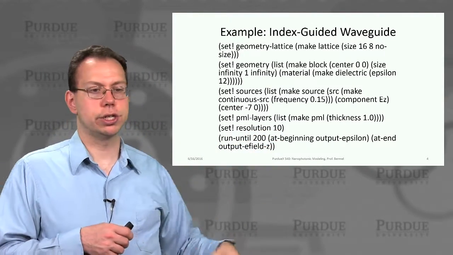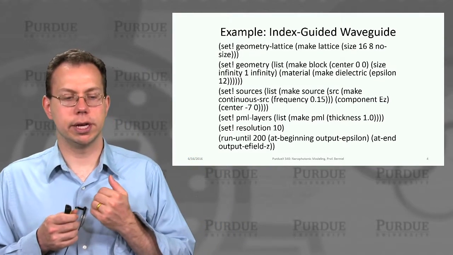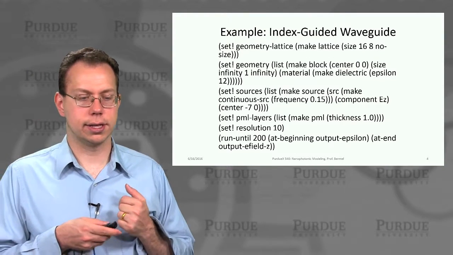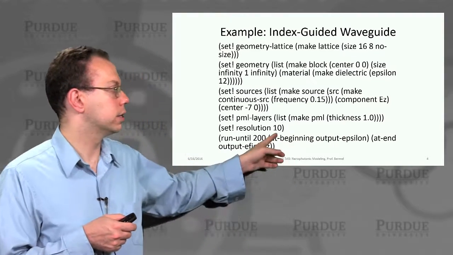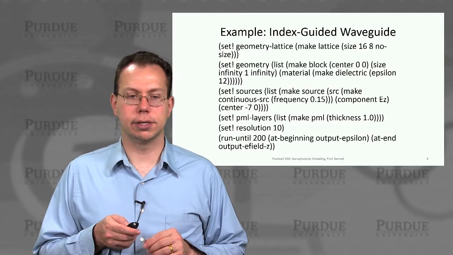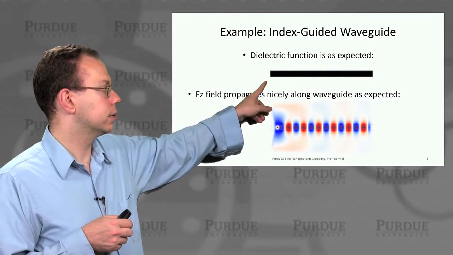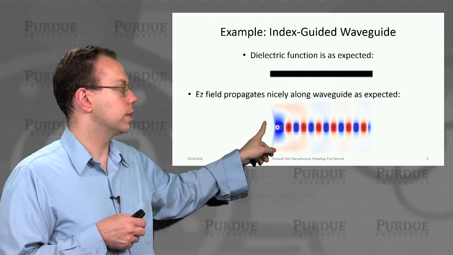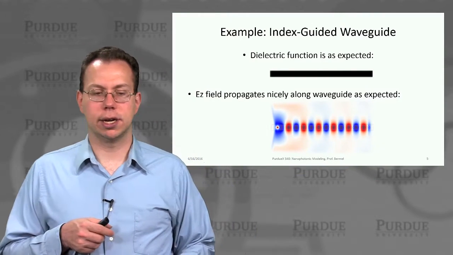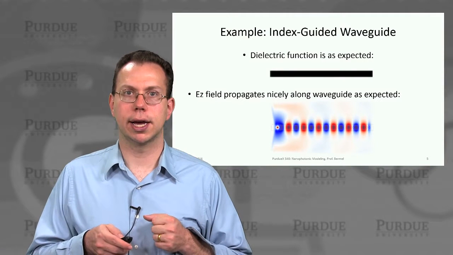Then we set the resolution of the grid, which will also determine the max frequency that we can use, to be 10. And 10 is usually considered a reasonable choice for a lot of these problems. Then we run until 200 time steps and output the epsilon and the E field. The dielectric function from output epsilon looks like this, which is what we expected. And when we look at the Ez fields, we can also see the field propagation and pattern alternating between positive and negative values, which is exactly what we had expected.